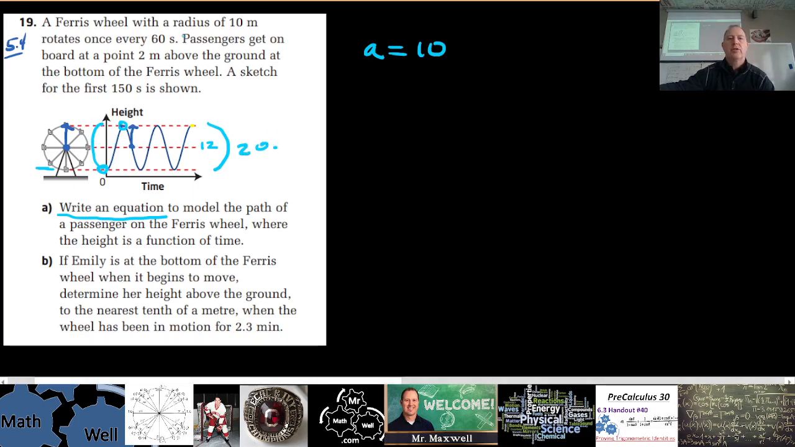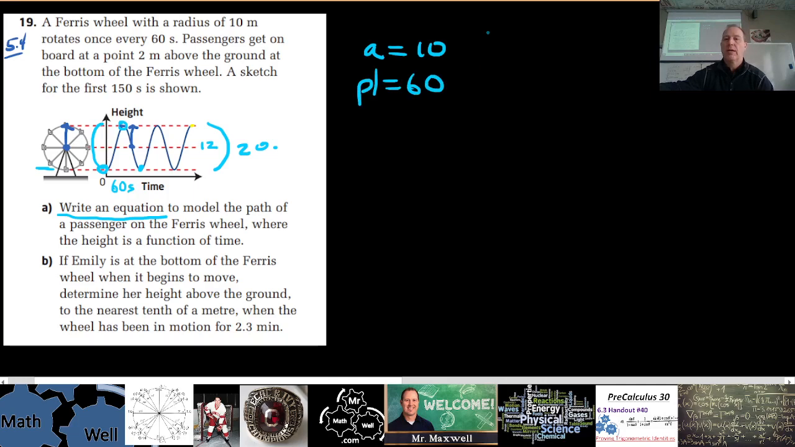So passengers, first of all, it says it rotates once every 60 seconds. I see. So once every 60 seconds means from the beginning of the cycle to the beginning of the next cycle, or to the end, is 60 seconds. So that is the period length. So period length is 60.